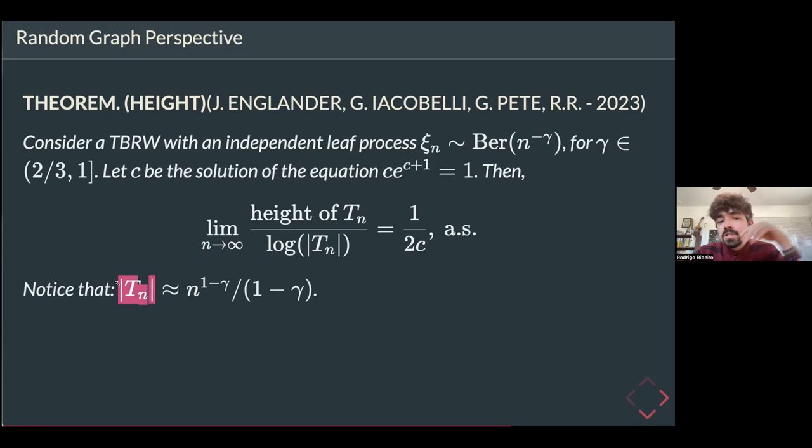This random variable is just the sum of n independent random variables, and the expected value is exactly of this order. So by Chernoff bounds, the number of vertices at time n is concentrated around this value. All this to say that the order of the height of the tree is log n. So you have this tree with n to the power of 1 minus gamma vertices, but the height is of order log n. So the trees that are built by the walker in this regime are like fat trees. They are short with a lot of vertices.